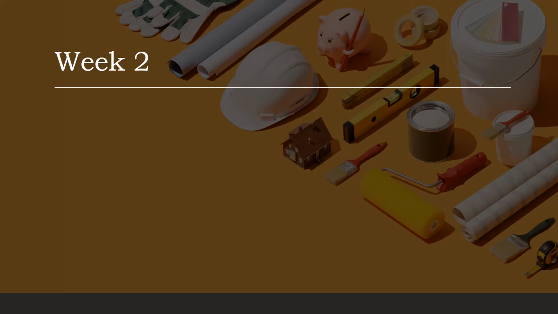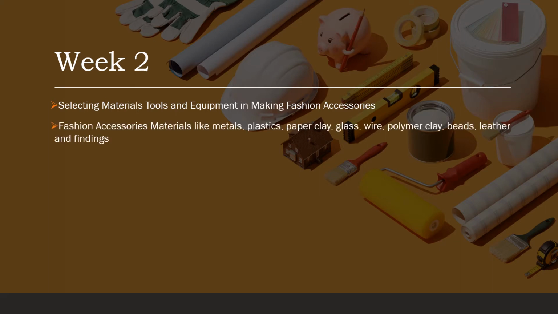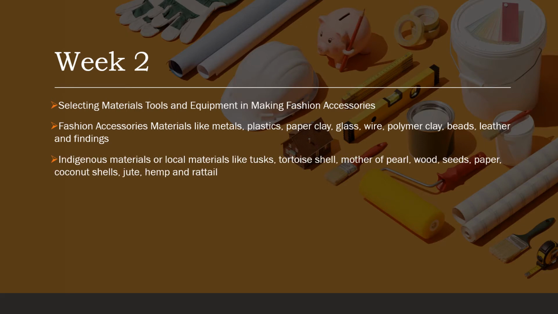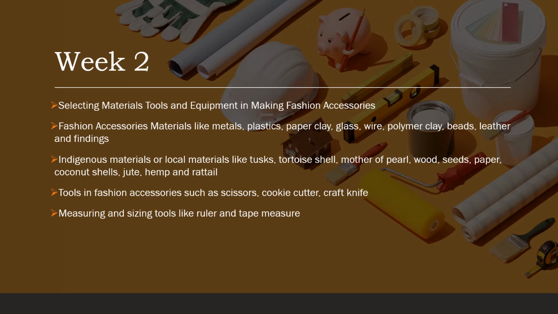Week number 2. This is all about selecting the materials, tools, and equipment in making fashion accessories. Fashion accessory materials include metals, plastics, paper, clay, glass, wire, polymer clay, beads, leather, and findings. Indigenous or local materials include tusk, tortoise shell, mother of pearl, wood, seeds, paper, coconut shells, jute, hemp, and rattan. Tools in fashion accessories such as scissors, cookie cutter, and craft knife. Measuring and sizing tools like the rulers and tape measure.